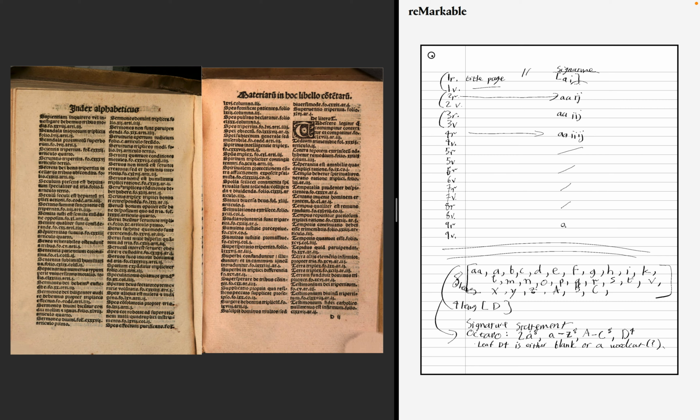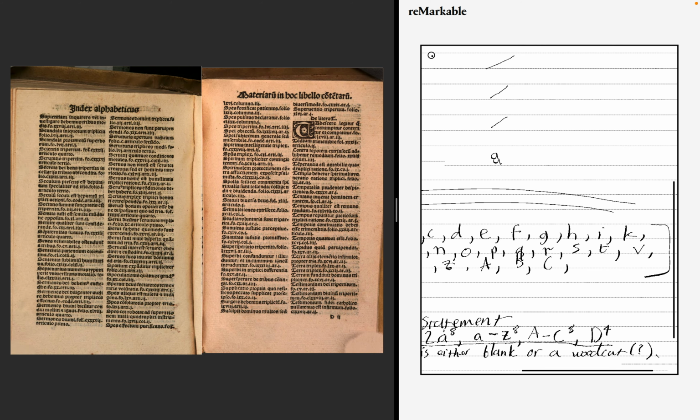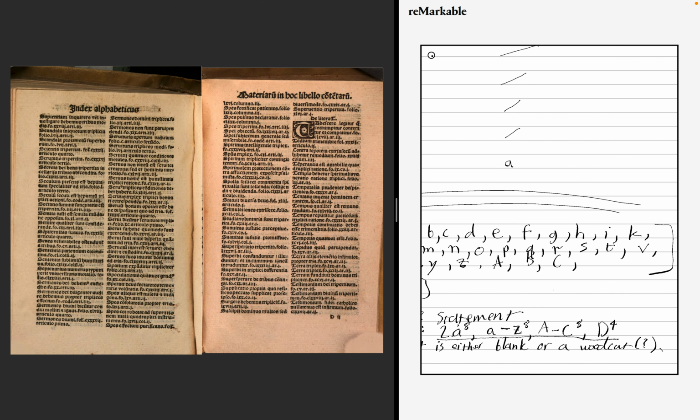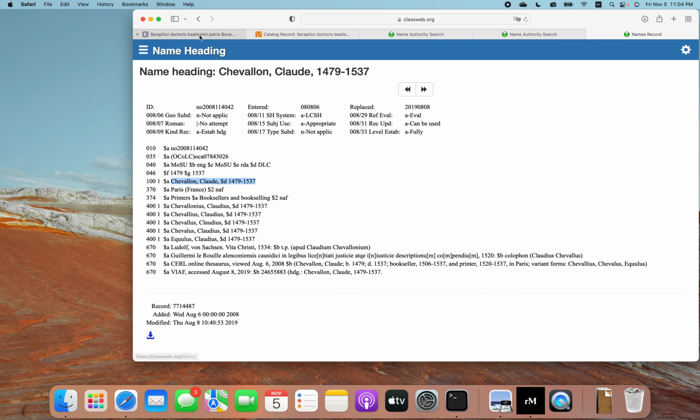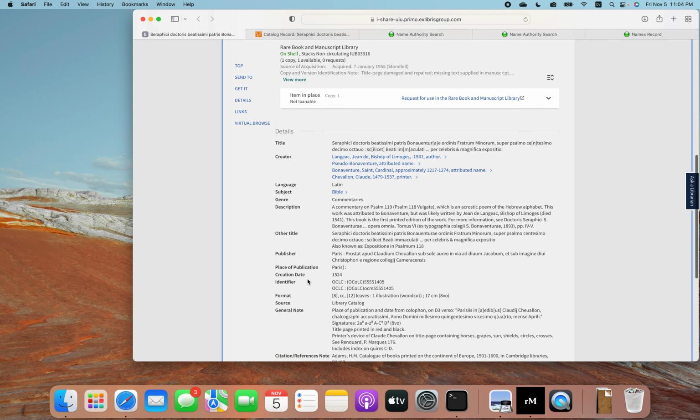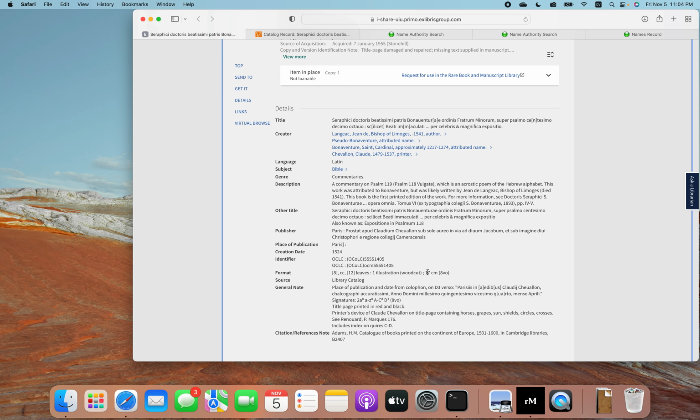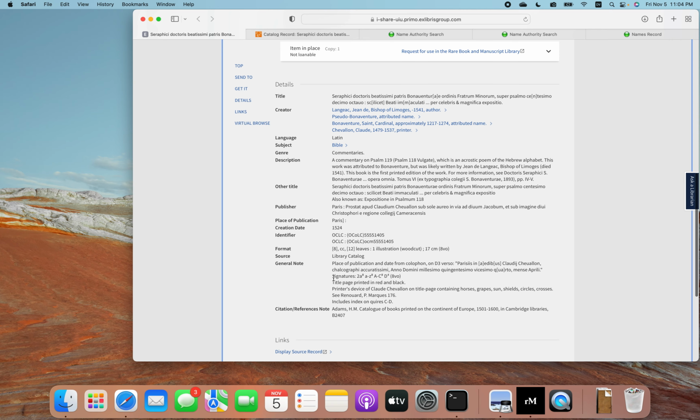I'm not sure. Put a question mark in parentheses. We're not sure. But we're only going to really transcribe, we're just going to say this is it: 2A8, A to Z8, A to C8, D4. And that nice mathematical formula gets kind of maligned, but in the very specific world of hand press books printed in Europe, it's useful.